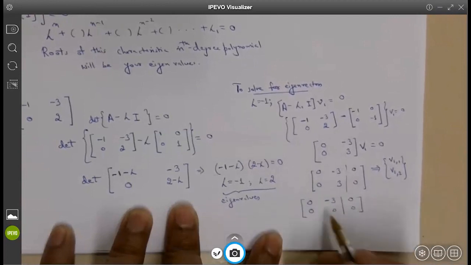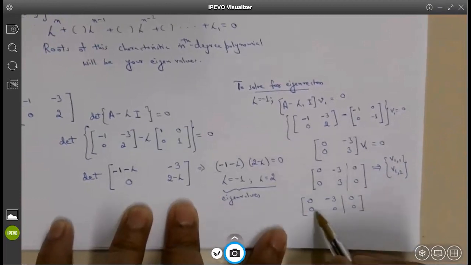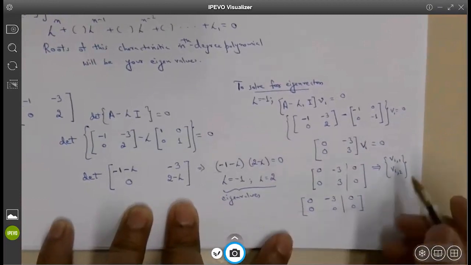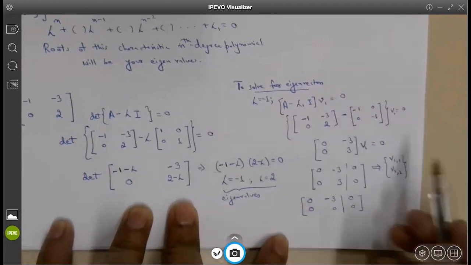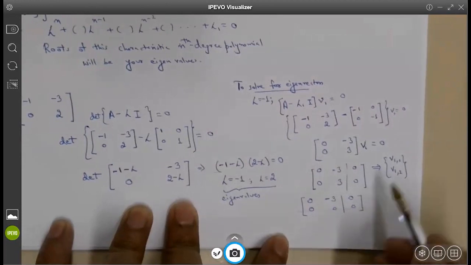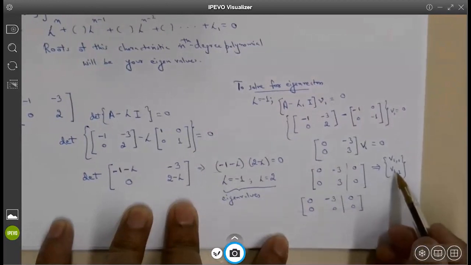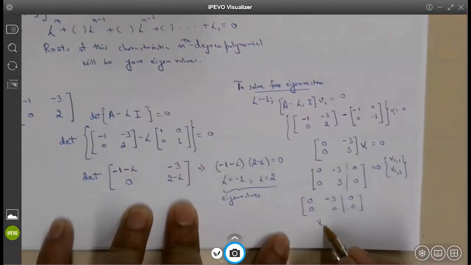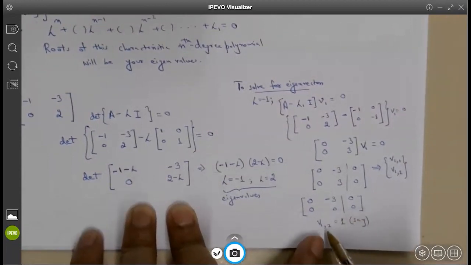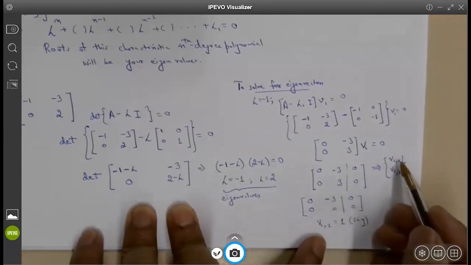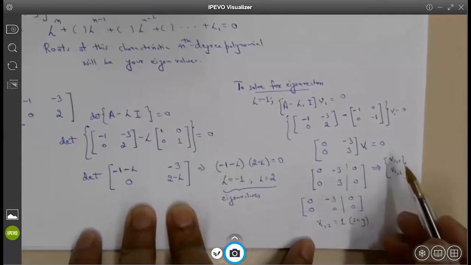Just performing an elementary row operation, you will see that this has one independent variable. It has one variable which is free, so one of them can be any number. For the bottom one, there are two components. One component, V1,1, can be any number. So let's say I take it as 1, and if I take this as 1, I can solve for V1,2.